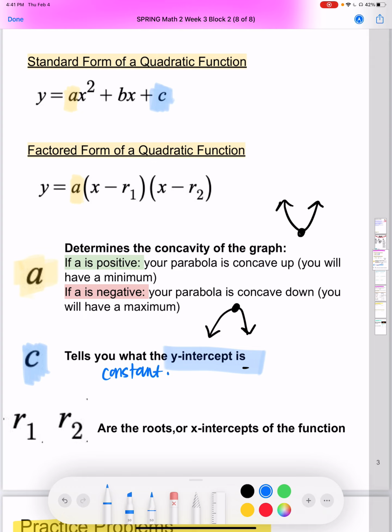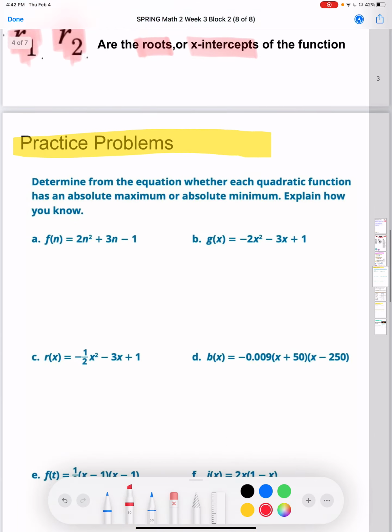The last two things are r1 and r2. Now, these are very interesting, and we're going to talk about these a little bit later, but r stands for roots. And what roots are, they're actually the x-intercepts of your function. So it'll tell you where your graph crosses your x-axis. Your factored form is the only one that has an r1 and an r2, so you'll be able to determine those easily. All right, let's go ahead and see this into play with some practice problems.